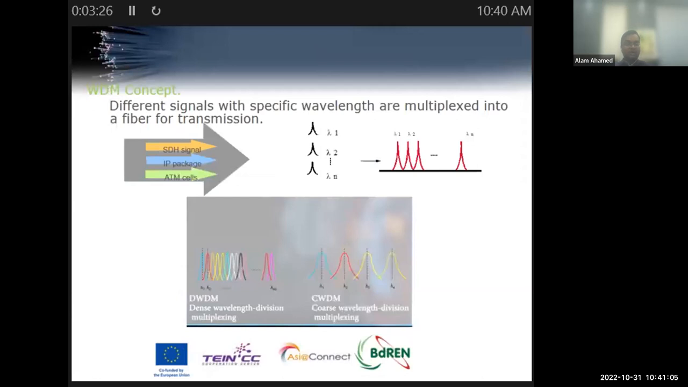WDM concept: different signals with specific wavelengths are multiplexed into a fiber for transmission. That means different types of signal, SDH signal, IP signal, voice, radio, video, audio, any kind of signal, are multiplexed into a fiber for transmission. And each lambda carries any type of signal.